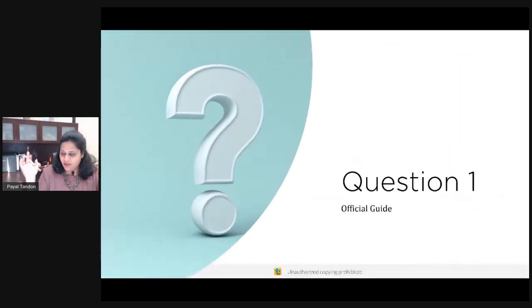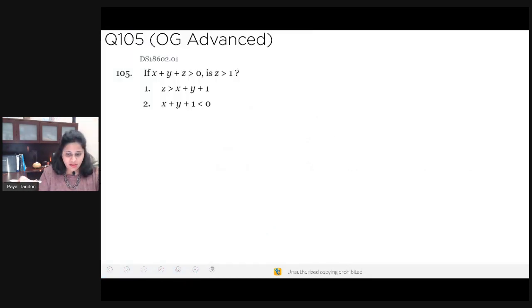So here's question number 1. All of these questions are 700 level questions. Question number 1 is from OG Advanced, and here is your question. Obviously, the answer choices are A, B, C, D, and E. All of us are familiar with data sufficiency questions, which is why I haven't put in all the answer choices here. All right, let's get going. I'm going to mute myself, and good luck. Go ahead.